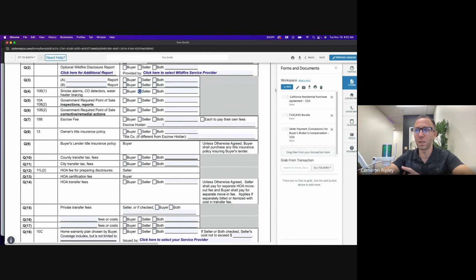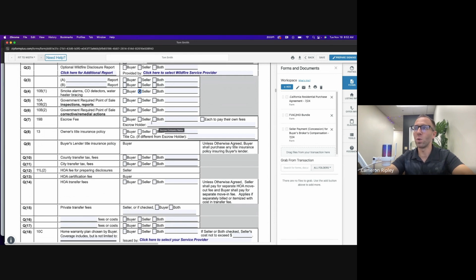Even if you put seller may choose, sometimes people will send a counter offer and they'll say, well, I typed out Fidelity National Title, so the counter offer says Fidelity. Problem is if you don't accept that counter offer and another offer comes in that's better, they can cancel that counter offer and go with that other offer.